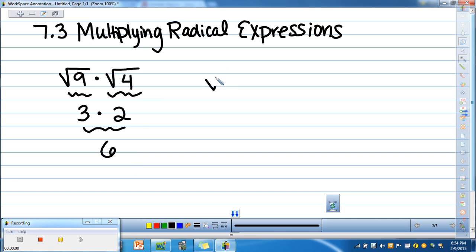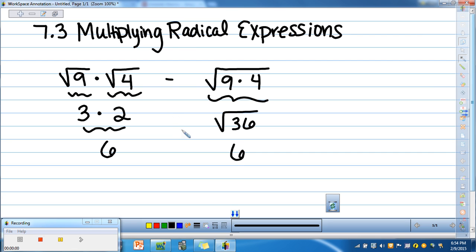An alternate method for solving would be to take the square root of 9 times 4, multiply the numbers together on the inside. We'll see that these are the same because 9 times 4 is 36, and the square root of 36 is also 6. Therefore, the square root of 9 times the square root of 4 separately is the same thing as the square root of 9 times 4 altogether.